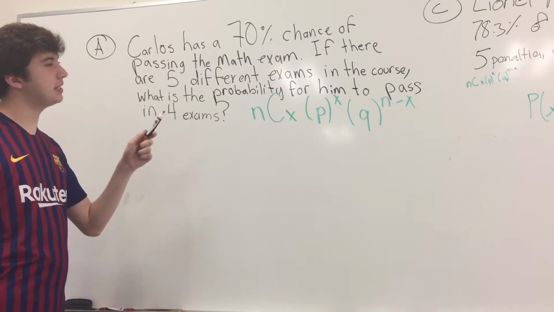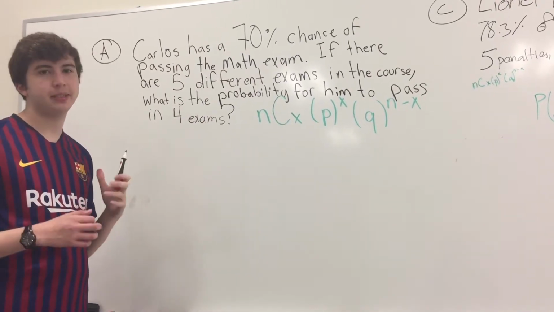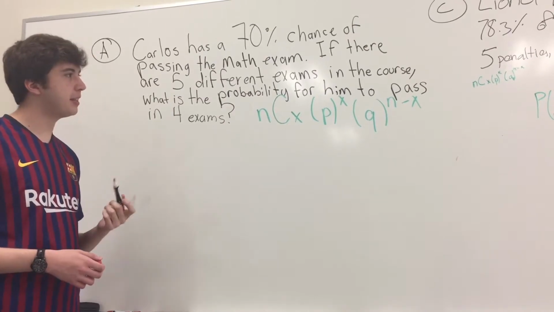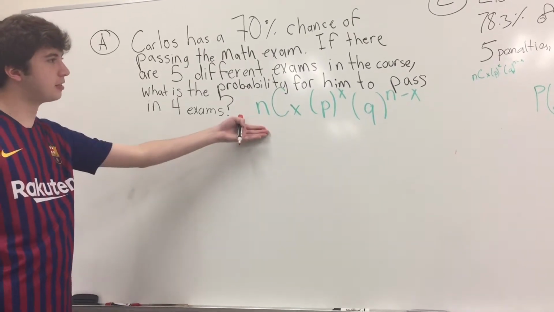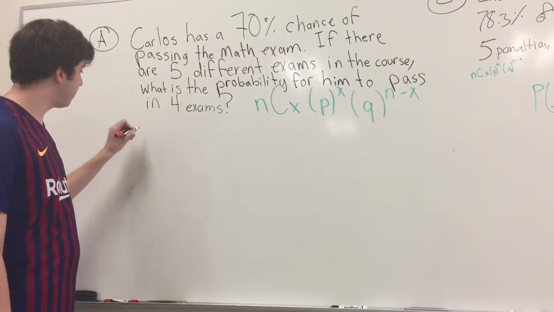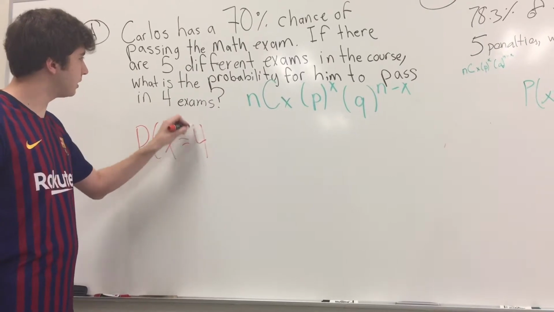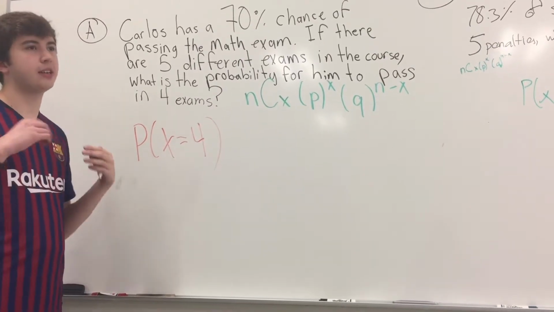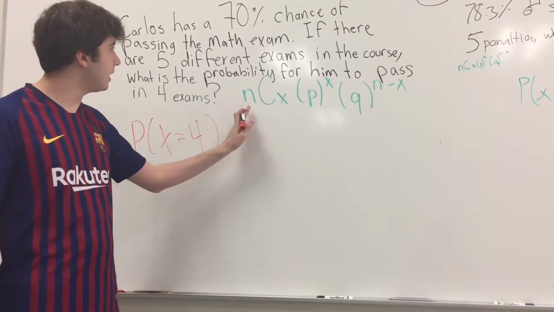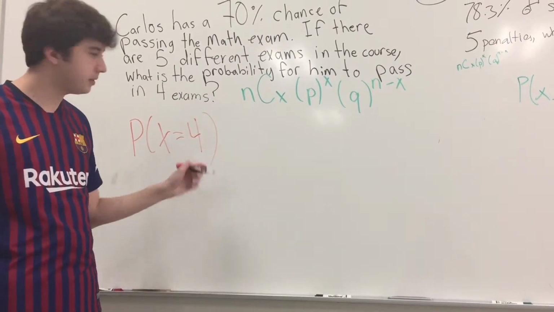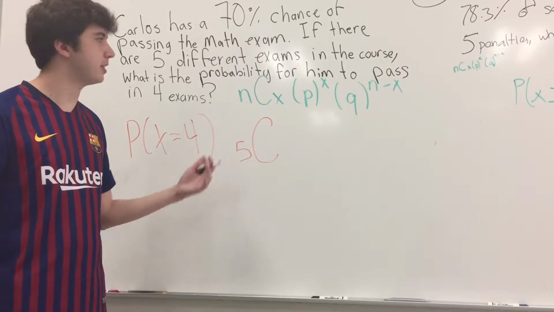Carlos has a 70% chance of passing the math exam. If there are 5 different exams in the course, what is the probability for him to pass 4 exams? Okay, so this is our formula, just to be clear. And for this problem, x equals 4, since 4 is what is required for Carlos to pass 4 of the 5 exams. Then we write n being 5, the number of exams. So 5, and then the C, we'll leave it there to put it in the calculator.